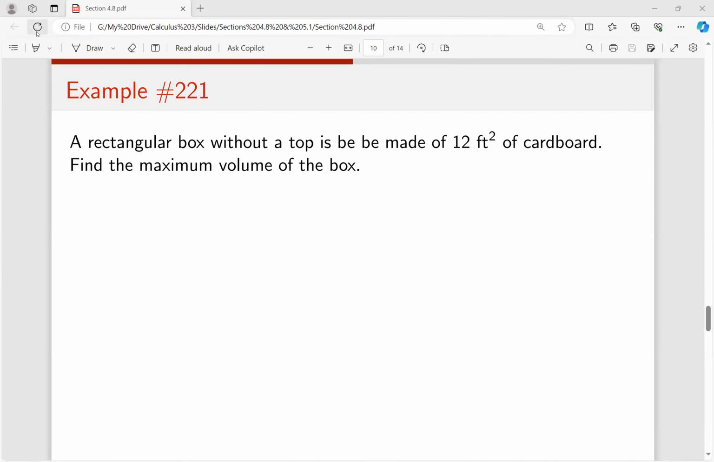Okay, here we have our last example, which is number 381 on page 469. A rectangular box without a top is made of 12 square feet of cardboard. Find the maximum volume of the box. So it's always best to try to draw these, even if you're not good at drawing, you should at least attempt it.